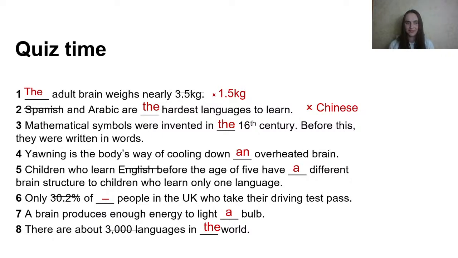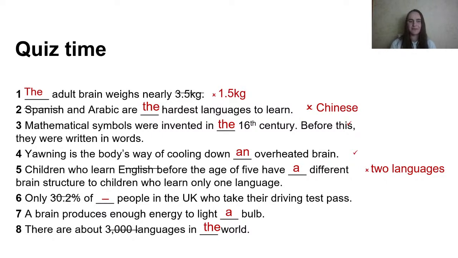So that's correct. The next, 5: children who learn English before the age of 5 have different brain structure. So what do you think? Who learn Japanese, you say, right? Oh, yeah. So these sentences are correct. Yep. Not English and not Japanese, but 2 languages. Children who learn 2 languages before the age of 5 have a different brain structure. They are called bilingual. You know, they have these 2 languages and they can think in a different way because they have this wider outlook of the world.